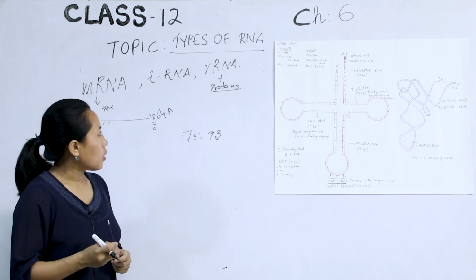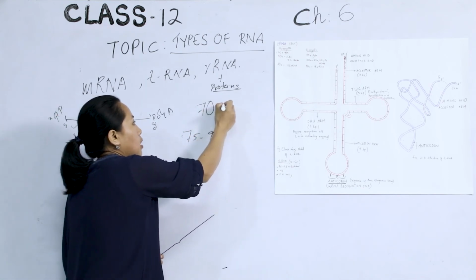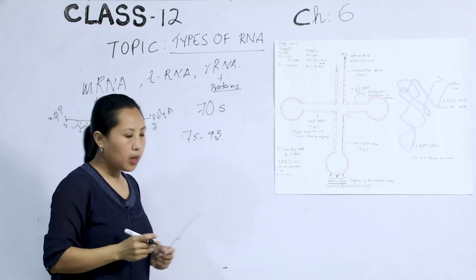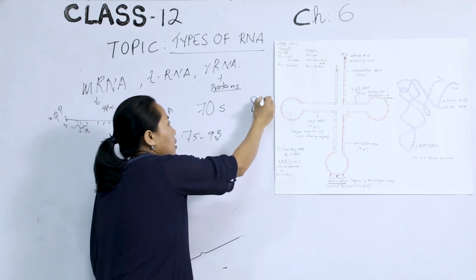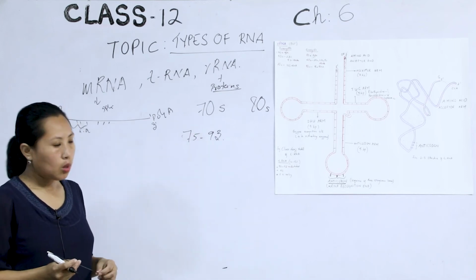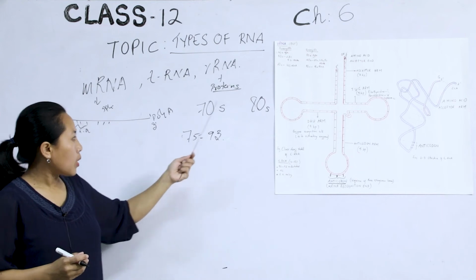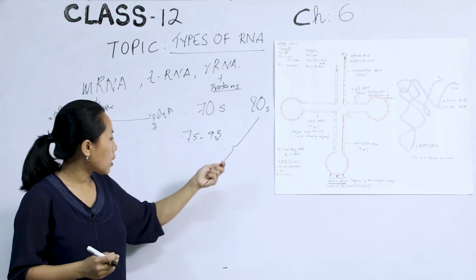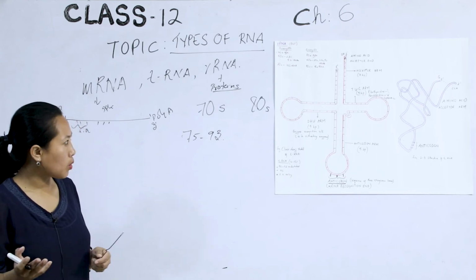In prokaryotes, the ribosome is of 70S type, and in eukaryotes it is of 80S type. The letter S refers to the sedimentation coefficient. And as we have discussed, ribosomes are made of two subunits, a larger subunit and a smaller subunit.